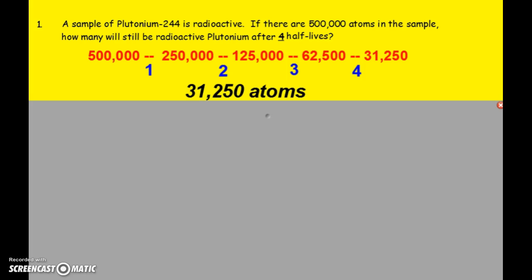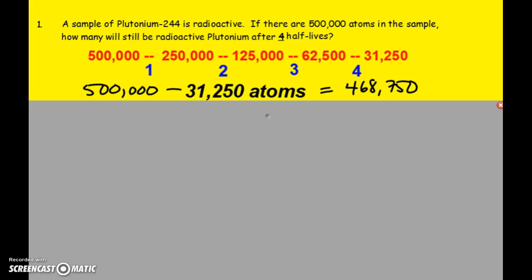Now, if someone asked you how many were stable, then you would just do the 500,000 minus the 31,250. There it is, and that would equal about 470,000, right? 468,750 are still stable. Okay.